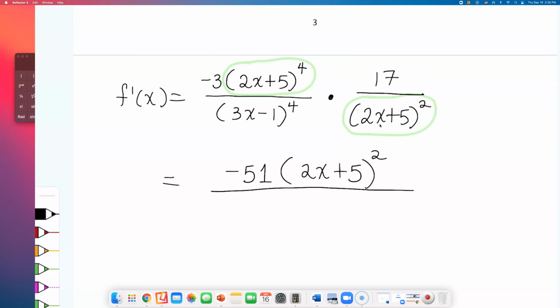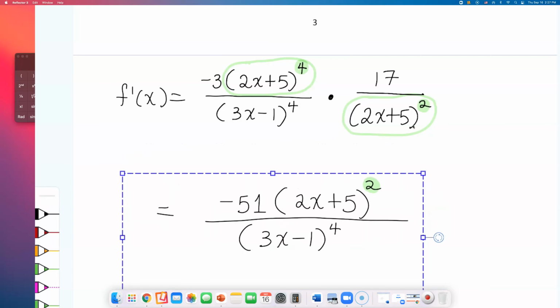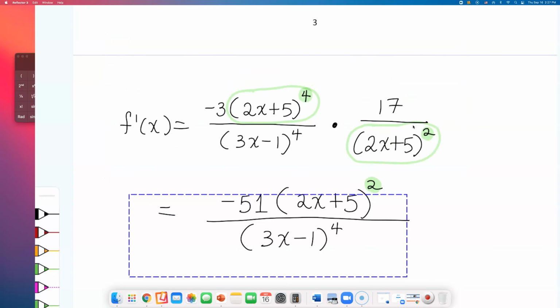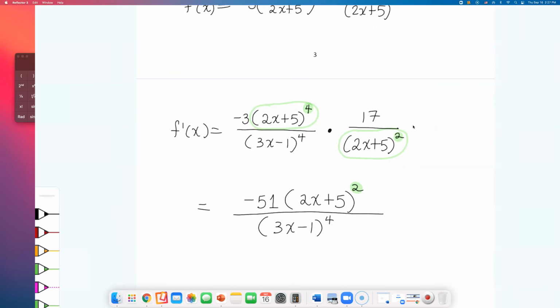Why do I have that? Because I did 4 minus 2, and because top had 2 more, that's what remains. I'm not going to have any more 2x plus 5 in the bottom of the fraction. So the only thing that's left in the bottom of the fraction is 3x minus 1 raised to the 4th power. I think they're so cute, the way that we had to simplify them. You review your algebra skills, things that you learned a long time ago. But to make our calculus problem answers pretty, we had to remember them.